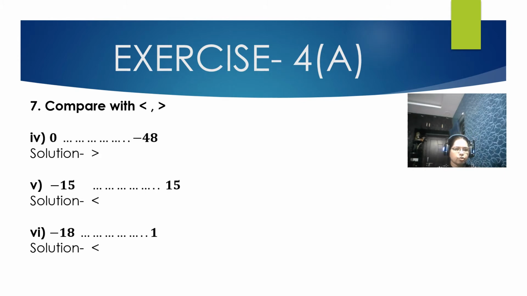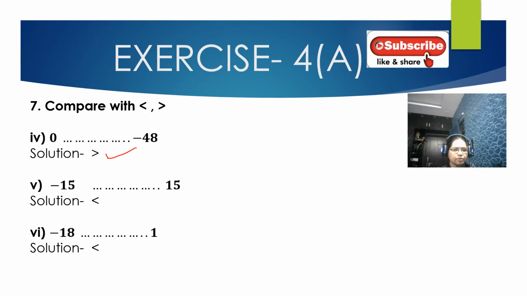Now fourth bit, 0 dash minus 48. We know 0 is less than 48, but here minus 48 is there, so 0 is greater than minus 48. 0 is always greater than the negative integers. Fifth bit, minus 15 dash 15. Here the negative sign is given, so minus 15 is less than positive 15. We know every negative integer is always less than the positive integers, and every positive integer is always greater than the negative integers.